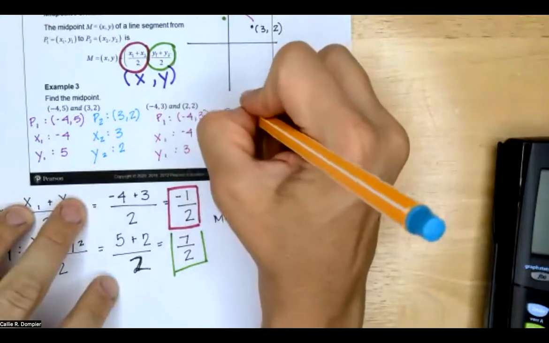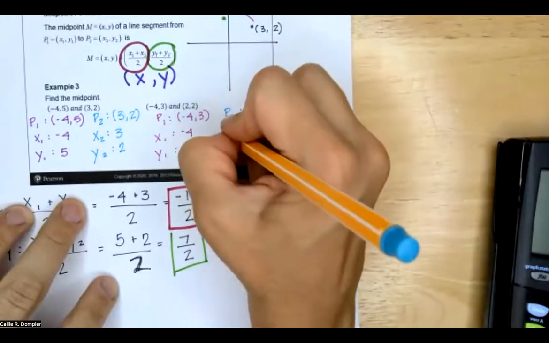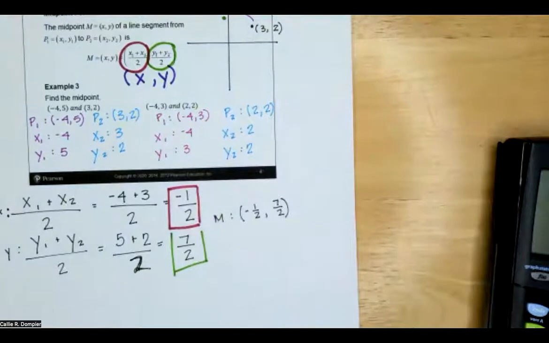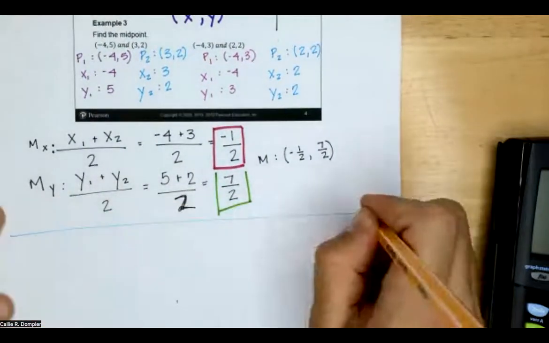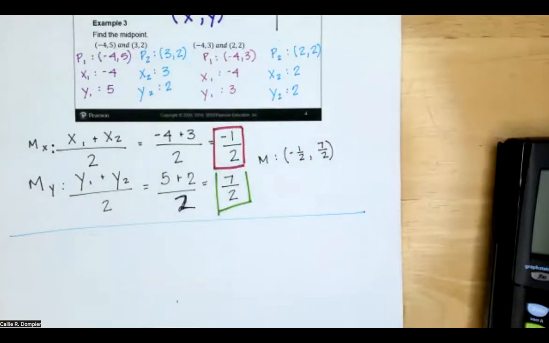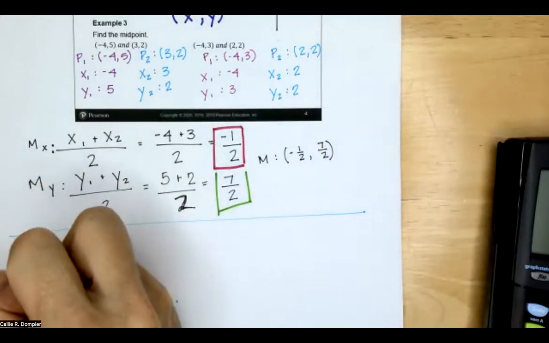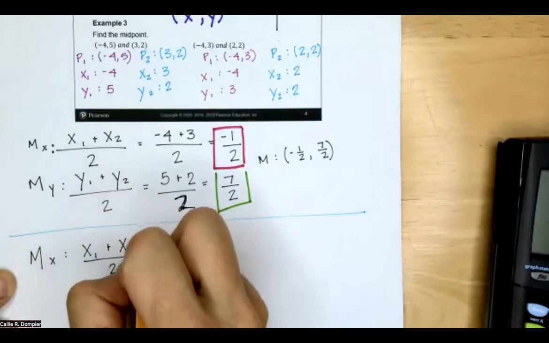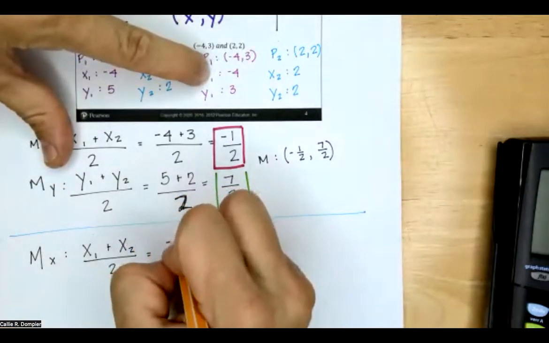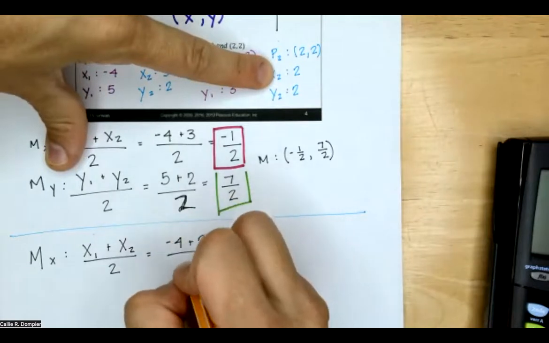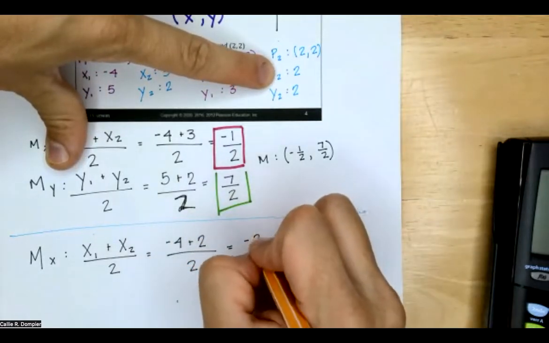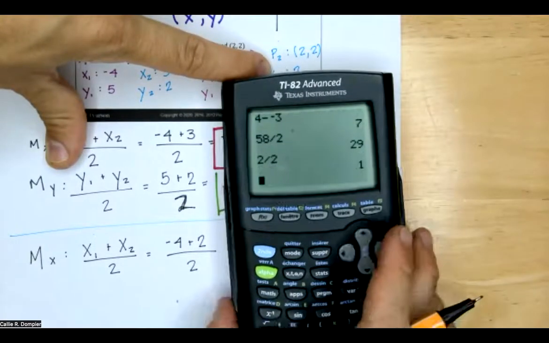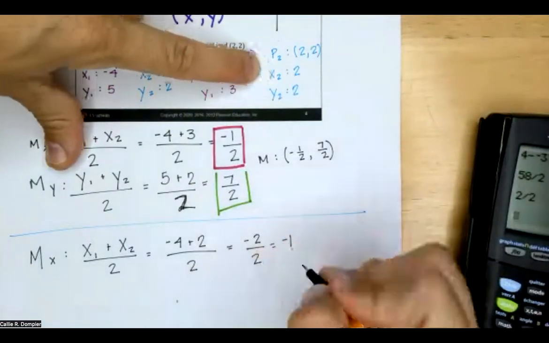Point 2 is 2, 2. So x is 2, y is 2 of point 2. That's fine. All right. Second example, but the exact same method. So we're finding the midpoint x value. We're going to say x1 plus x2 over 2. x1 is -4, x2 is 2, over 2. -2 over 2. If you divide 2 over 2, you get 1. But it's -2 over 2, so it's -1 for x.